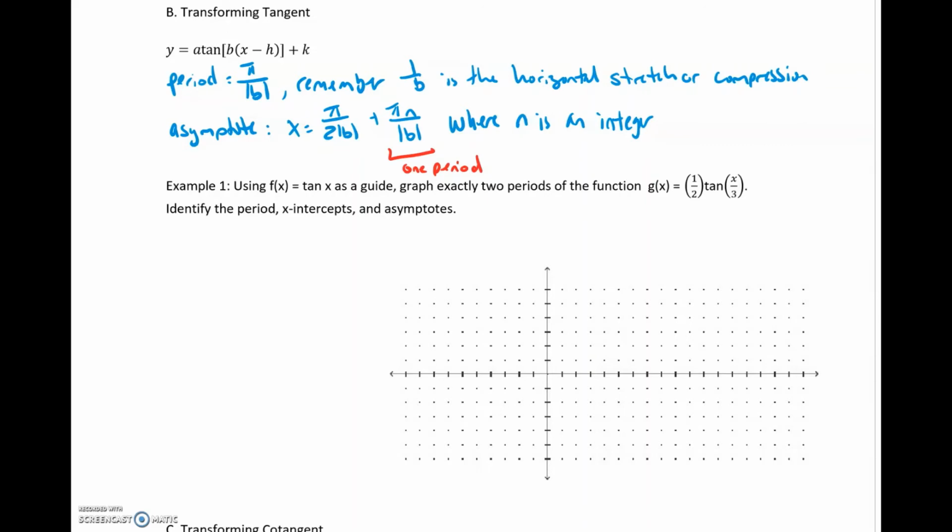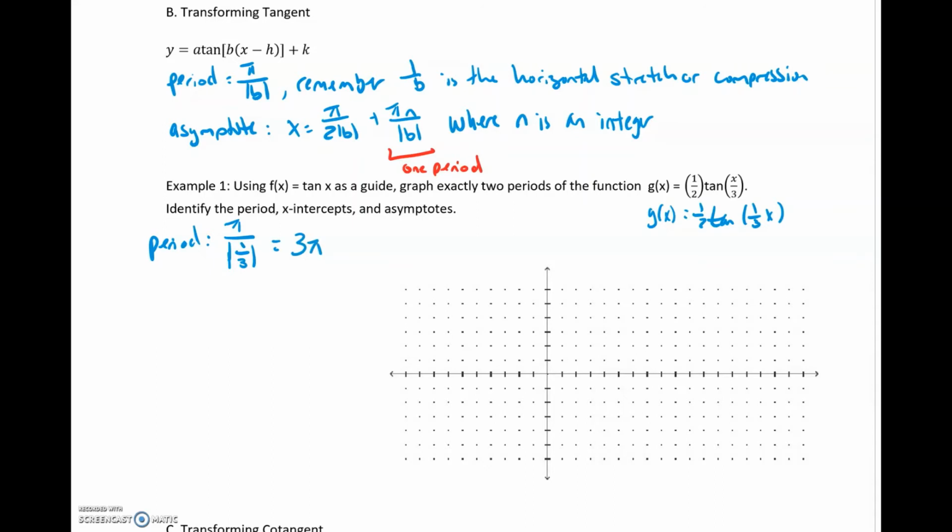But what I want to look at first is where's my period, and then how do I figure out my asymptotes, because that's what I was just talking about. So we know the period is going to be pi over the absolute value of b. So if you want to rewrite this, g of x is 1/2 of tangent of 1/3 x. So you can see b is 1/3. So I'm going to do the absolute value of 1/3 is my denominator. So that means the period is really just 3 pi.